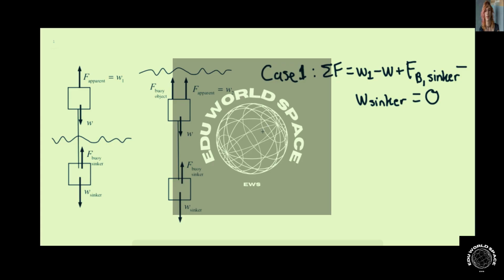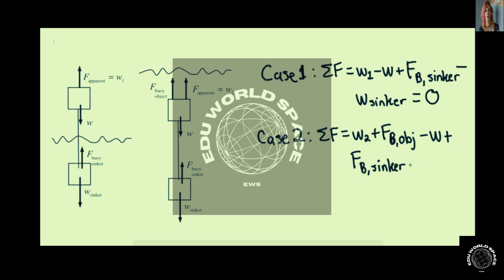We are going to apply the sum of forces to then case 2. The sum of forces here would be equaling the weight sub 2 plus the buoyancy force of the object minus the weight W plus the buoyancy force of the sinker. Apologies, capital B. Again, plus the buoyancy force of the sinker minus the weight of the sinker. We know this is equaling, again, 0.